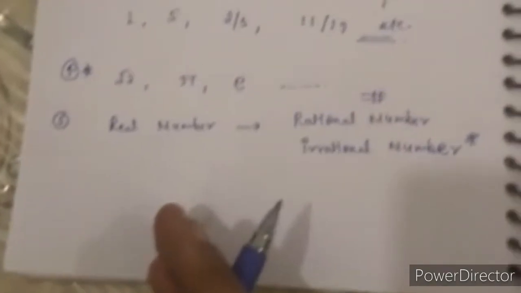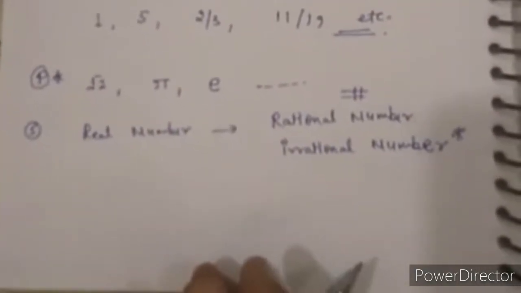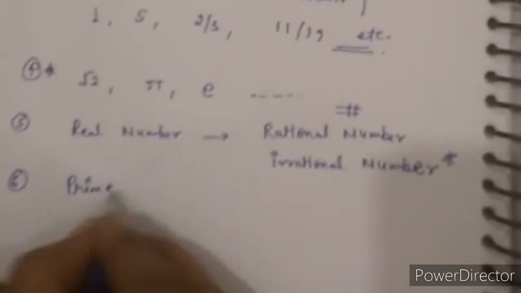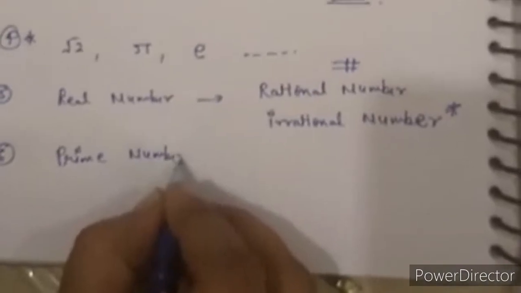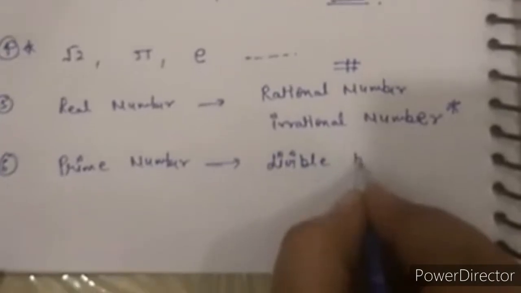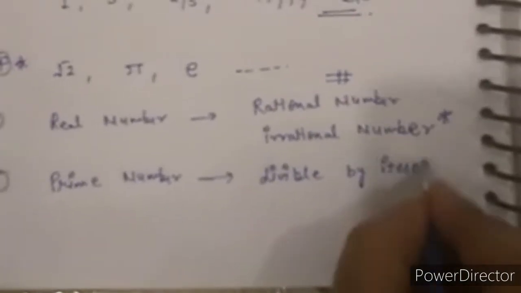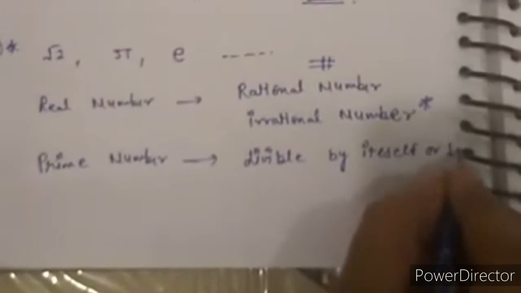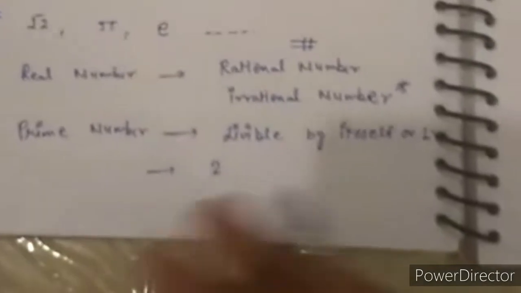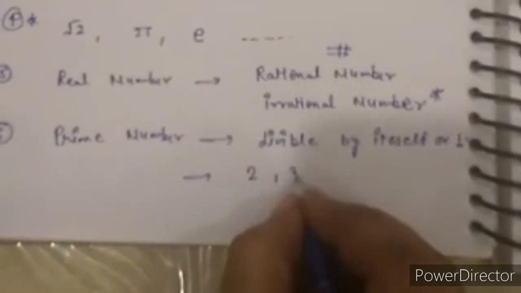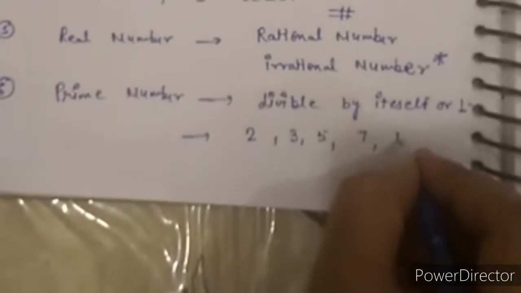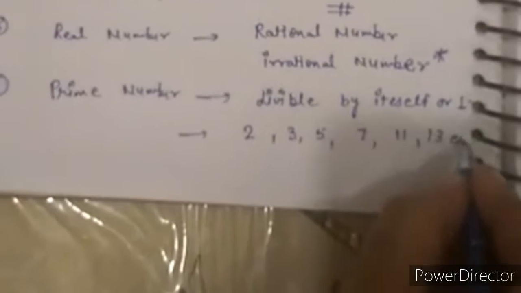Now there is again one more point: prime numbers and composite numbers. I think you must have an idea what a prime number is. Any number which is divisible only by itself or 1. For example, 2. 2 is divisible by 2 or 1. Similarly 3, 5, 7, 11, 13, etc.